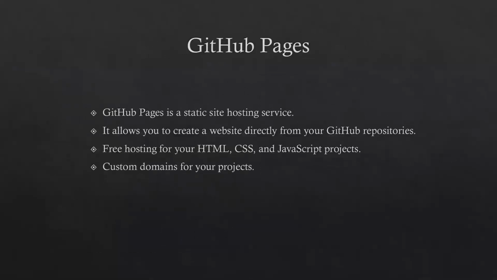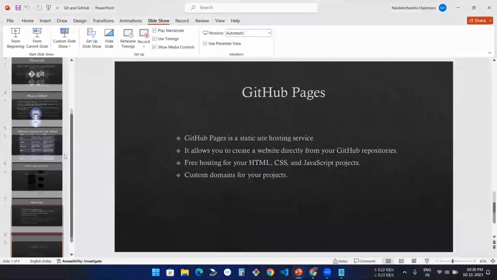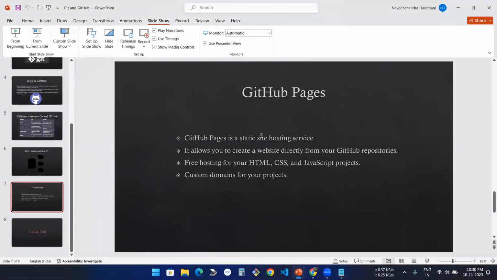And now we'll discuss GitHub Pages. GitHub Pages is a static site hosting service. This means you can host your website or any of your projects using GitHub itself. You need not buy any new domain or pay for any rights. You can use GitHub Pages to host your website. Note that you cannot use it as a commercial domain, but just to demonstrate your work, you can use GitHub Pages. It allows you to create a website directly from a GitHub repository, and you can have free hosting for your files and projects. And custom domains means you can have your domain name as per your need.